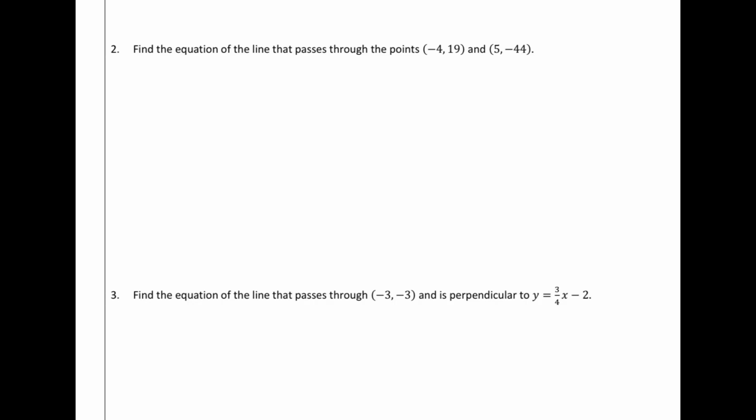passes through those 2 points. You need to find your slope first. So y2 minus y1 over x2 minus x1, and we get bigger numbers, doesn't matter. So negative 44 minus 19 over 5 minus negative 4. So negative 63 over 9, which is negative 7.